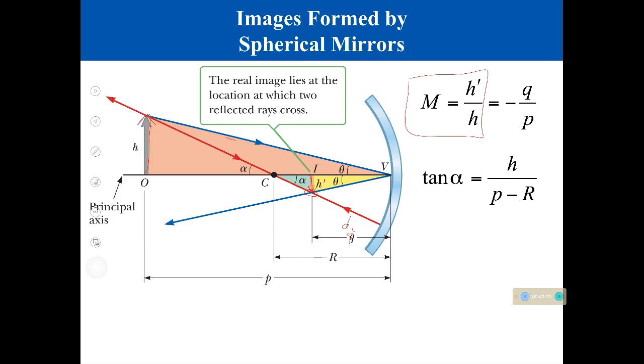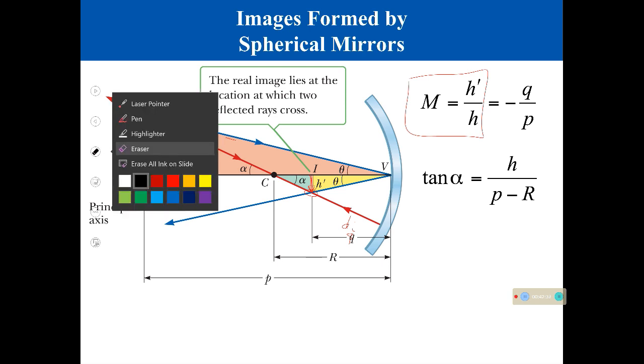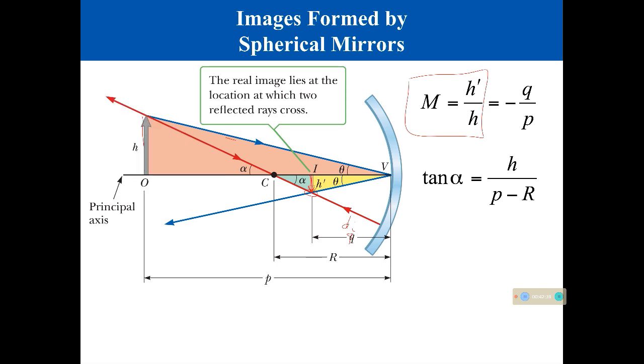I'll highlight the triangles for you now. Oops. Forgot that was an eraser still. Right here. This first triangle. And you know two sides of that triangle. What are they? H is the first one. C is not a distance. C is the point of curvature.